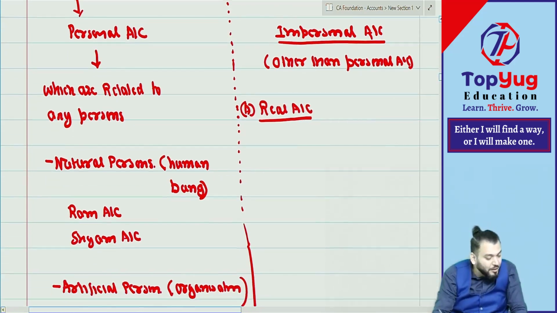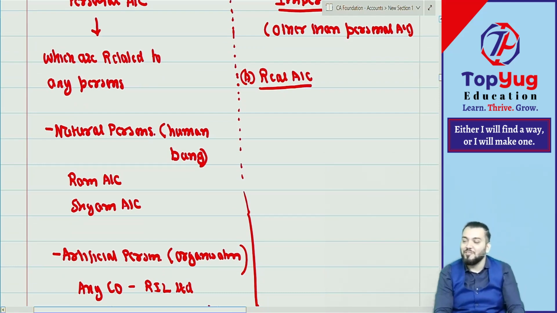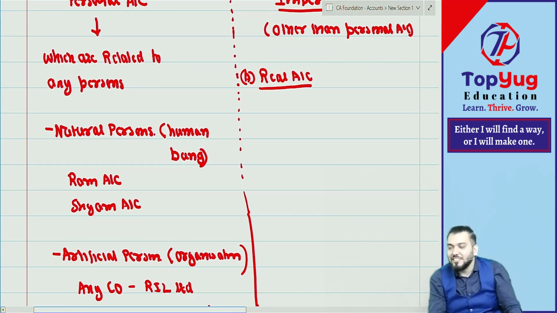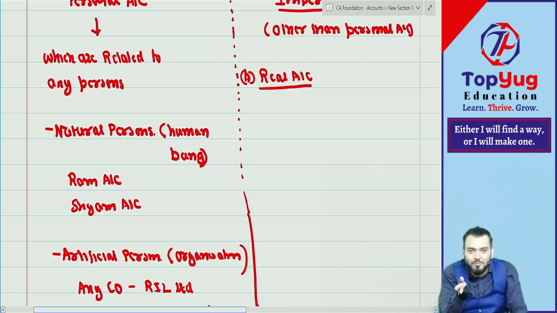Do you know what is real account? You know the golden rules. What is the rule of real account? Debit what comes in, credit what goes out. You know the rules. But what is a real account?